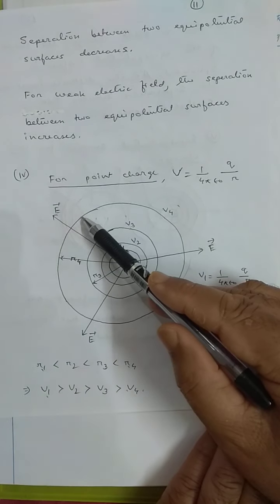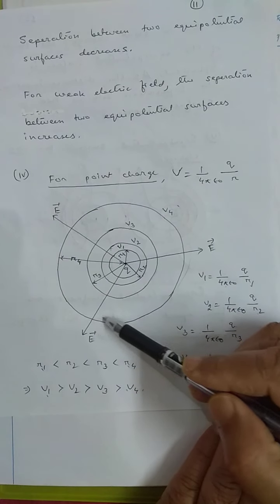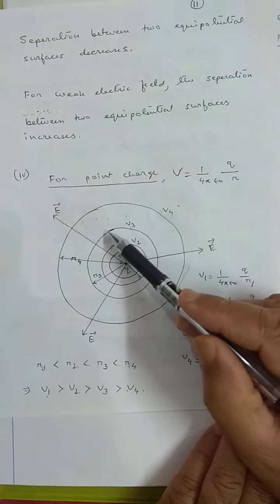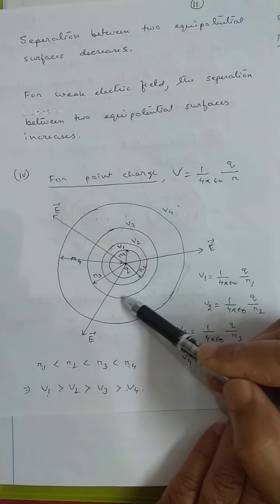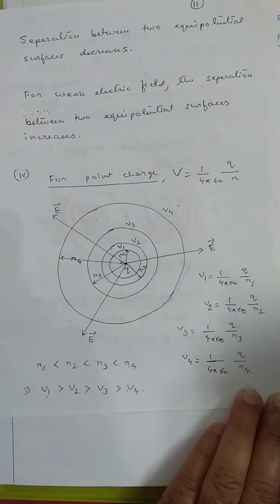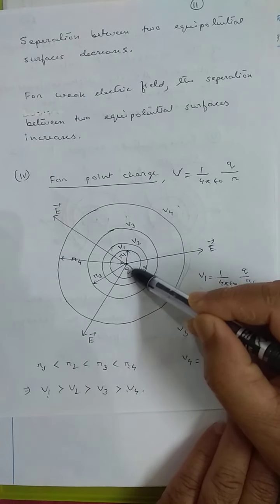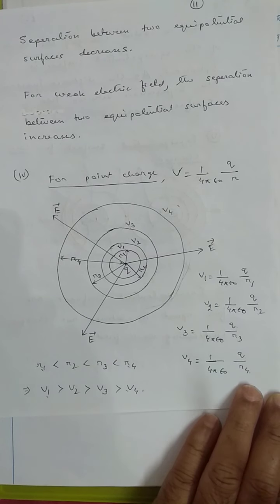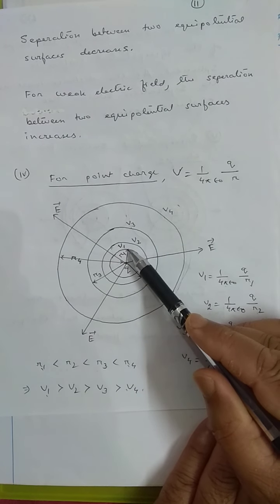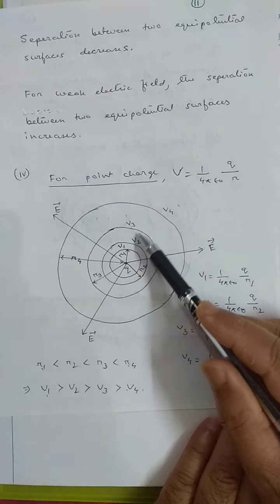In order to move a charge on this surface, no work has to be done. But which one is higher potential? This is higher potential. Potential gradually decreases.